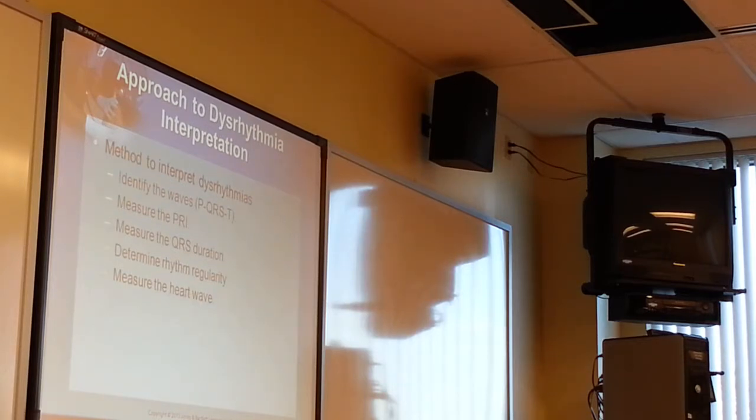Here we go. This is normal. We're talking normal right now. P, QRST, P, QRST. Now, when we're measuring, what do we measure? The PR. When we're looking at rhythms, we're measuring the PR intervals. Okay? We march them out. We see if they're normal or abnormal. So, we measure the QRS duration. We determine if the rhythm is regular. Measure the heart rate.